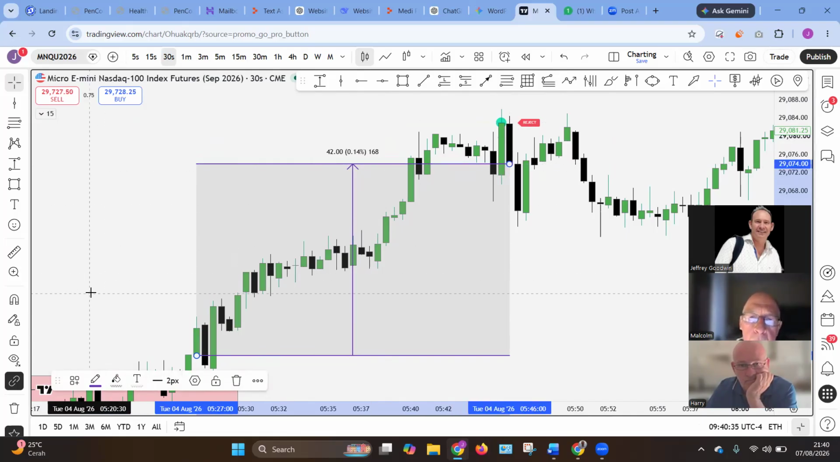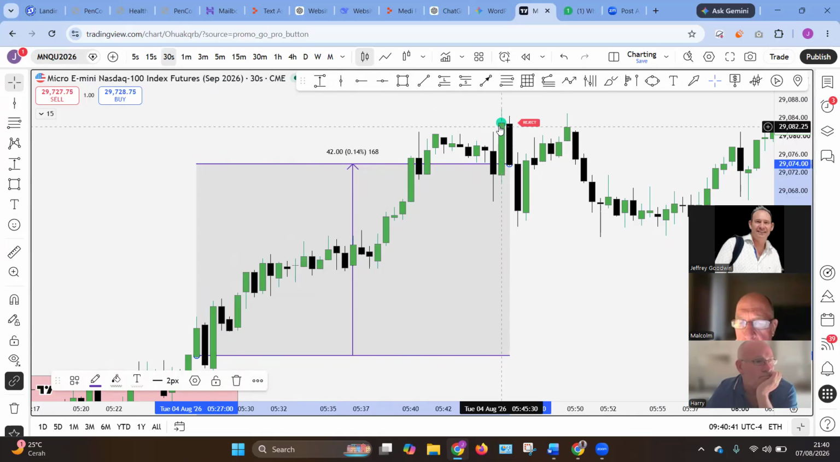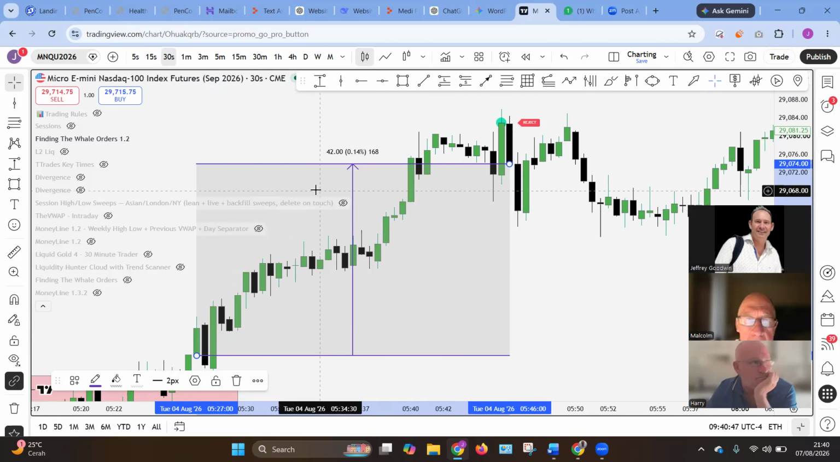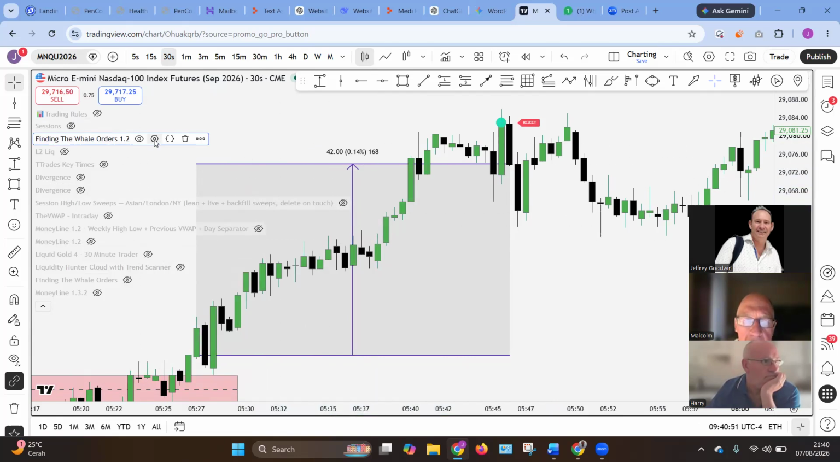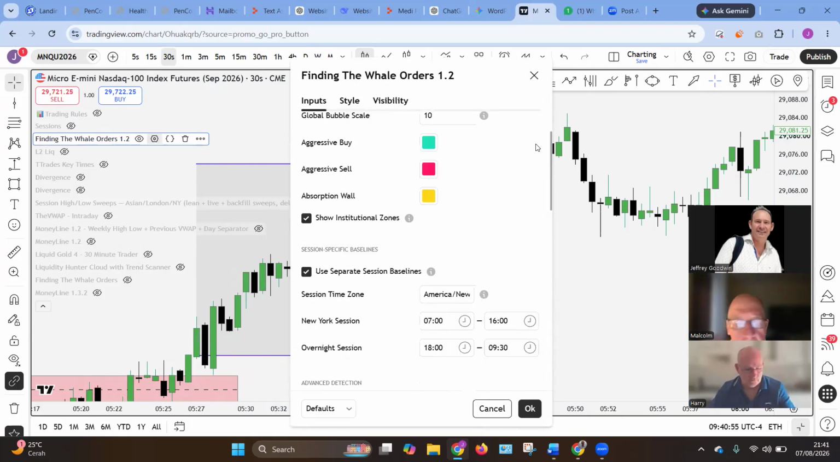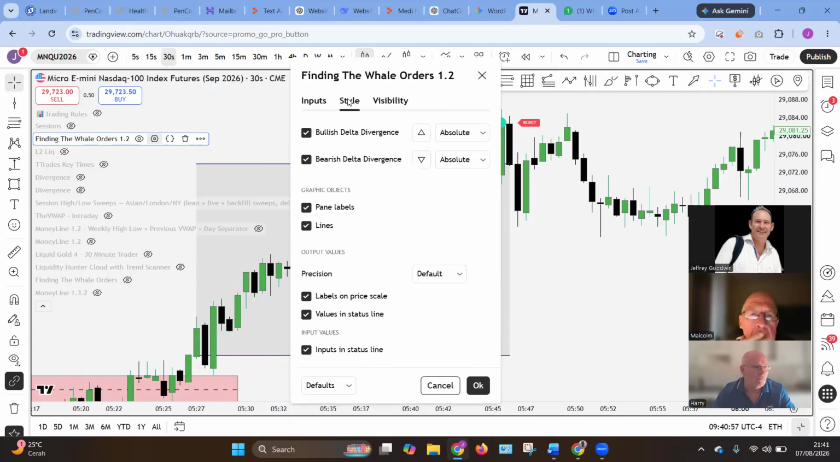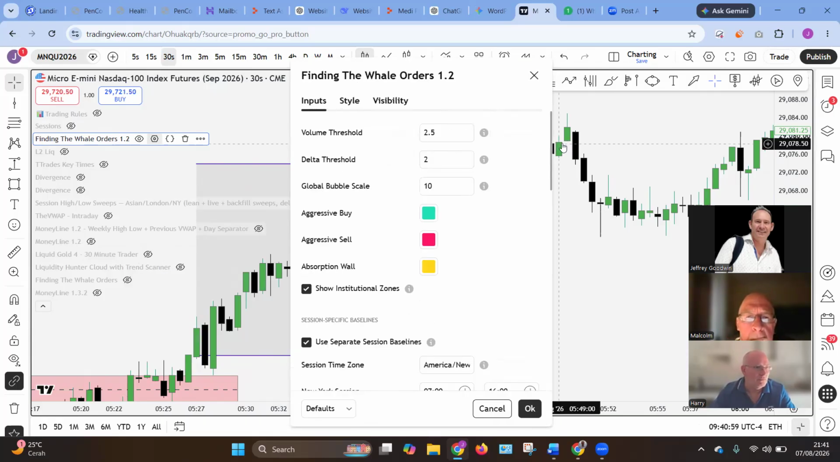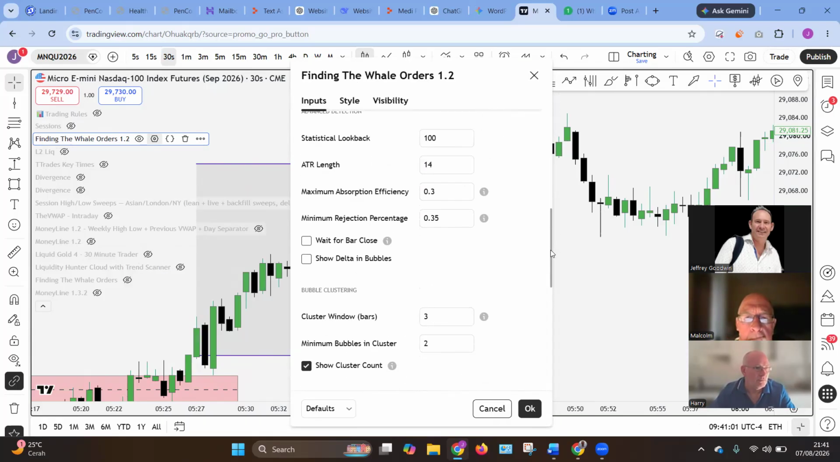I'll just check something, Jeff. The little green bubble and the rejection arrows, they only come in on the completion of each candle, don't they? Yes. Well, it depends on the settings. You can change the settings on the completion or not. Right. So let me just show you here. Wait for bar to close.